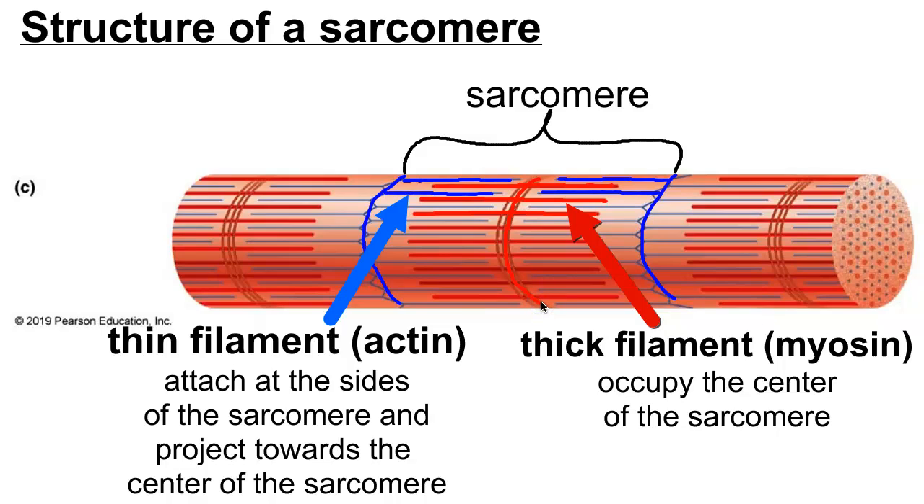As a summary, the structure of a sarcomere is thin filaments coming in from the sides of the sarcomere and projecting, partially overlapping with the thick, and then the thick filaments run right down the center of the sarcomere and they're anchored in place in the middle of the sarcomere.